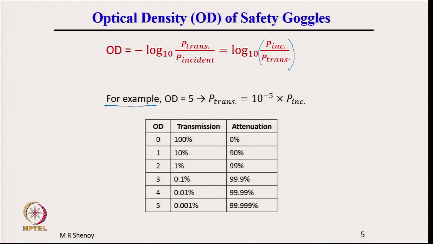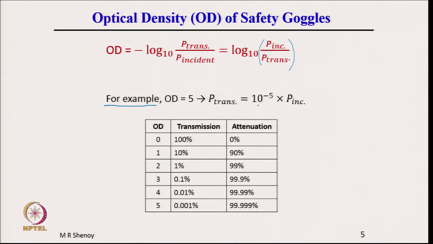10 to the power of 5, because log of 10 to the power of 5 is 5, which means the transmitted power is 1 by 10 to the power 5 times the incident power, or 1 by 100,000 times, 100,000 is 10 to the power of 5. So, the transmitted power is cut down by a factor of 100,000.